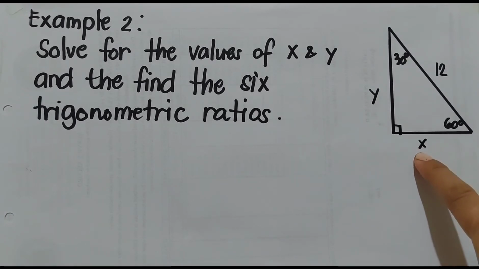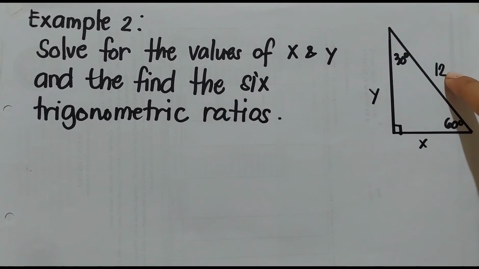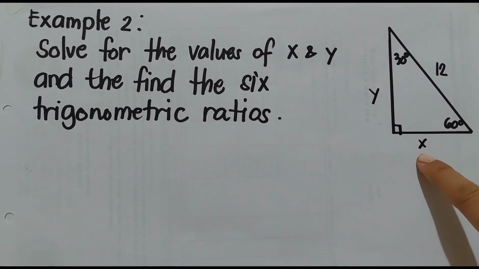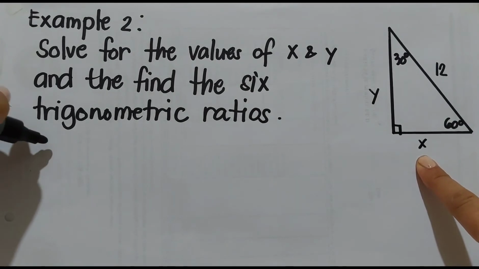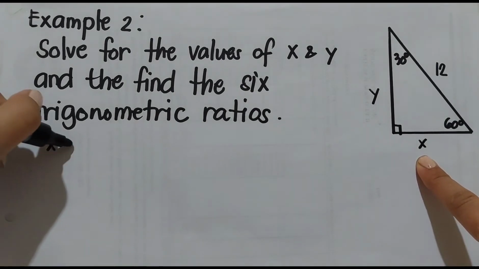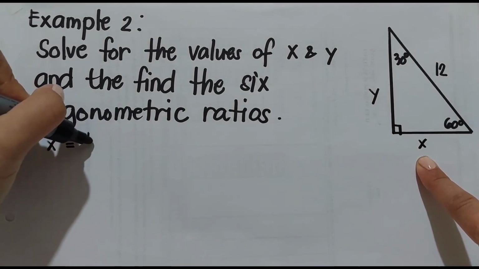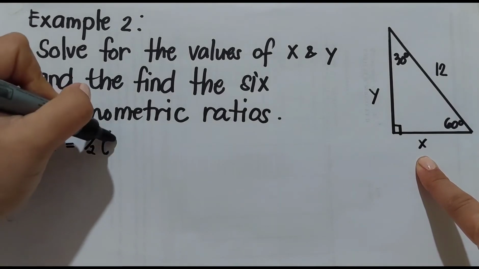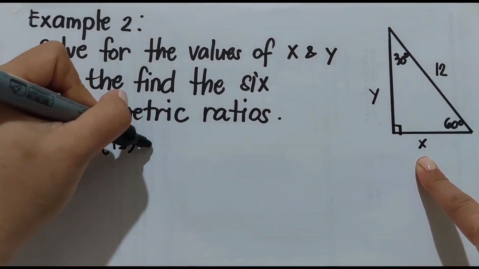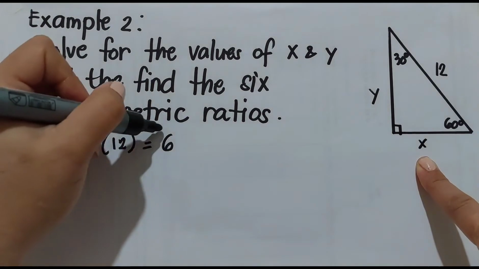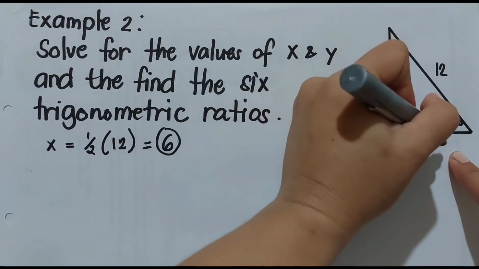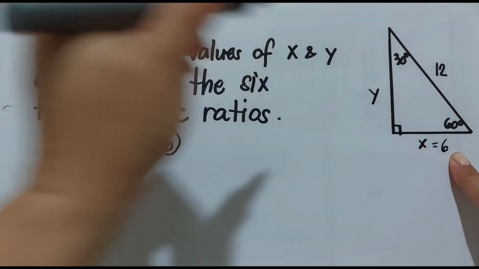And how do we solve for the shorter leg? That is 1/2 of your hypotenuse, and the hypotenuse here is 12. So, therefore, our x, that is 1/2 of 12. Since our hypotenuse is 12. And what is 1/2 of 12? That is 6. So, therefore, our x is 6. So, it is 6 there.